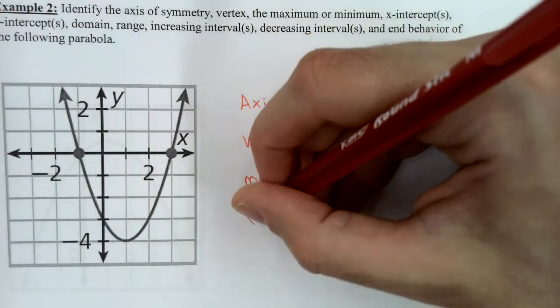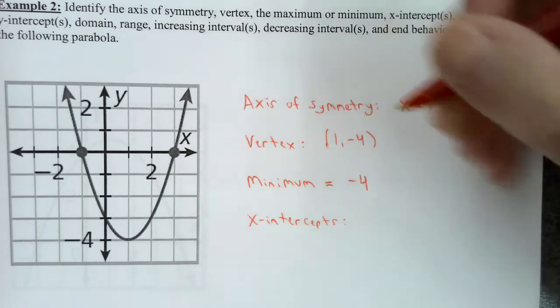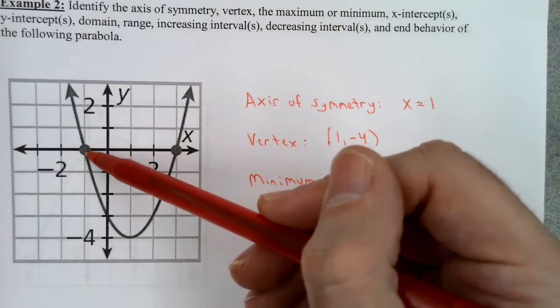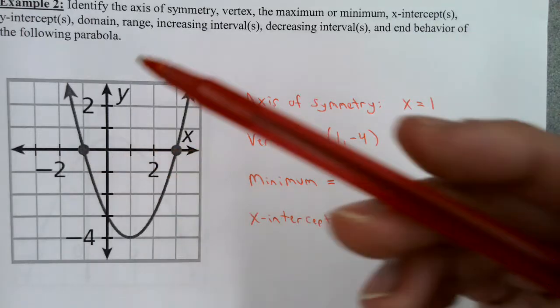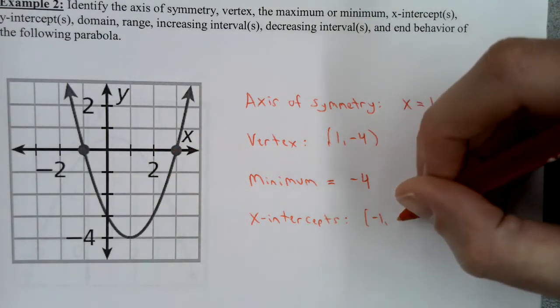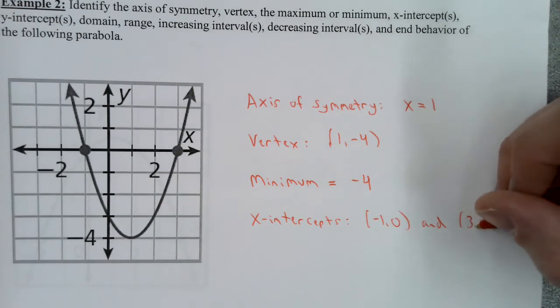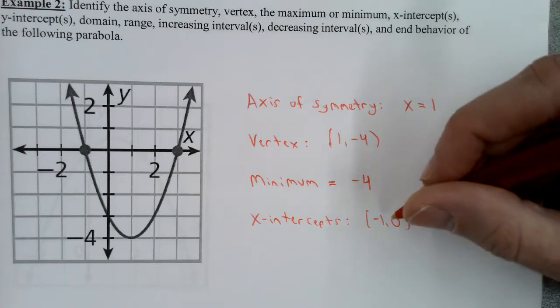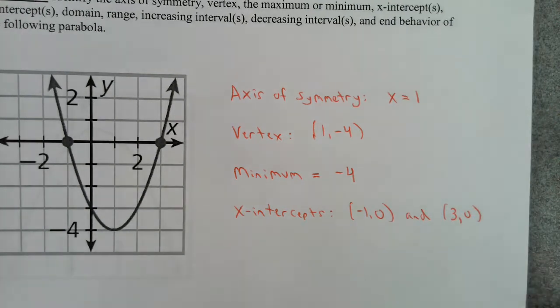Let's do the x-intercepts next. There's 2 of them for this example. The graph crosses the x-axis right there and right there. So we have 2 x-intercepts. Make sure you write them the right way. I'm going to say -1, 0, and 3, 0. Now, if you're doing IXLs on this, the IXLs might accept just -1 and 3. I would like you to write them out as ordered pairs on tests and quizzes. So -1, 0 and 3, 0.